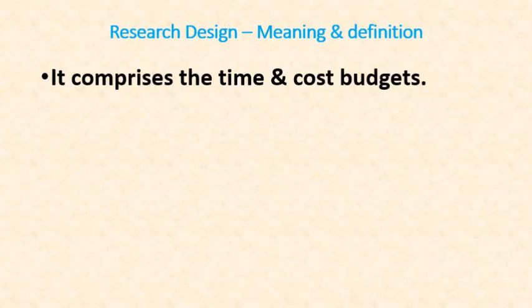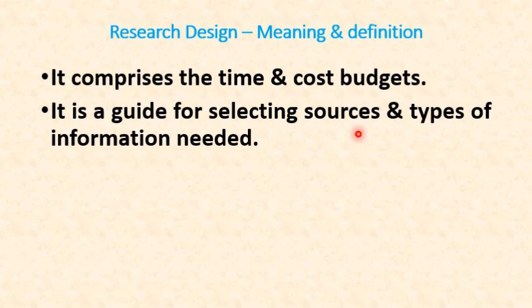It comprises the time and cost budget. As part of the research design, the researcher has to prepare time and cost budgets. It is a guide for selecting sources and types of information needed. The researcher has to determine what type of information is required to be collected as part of the research and what are the sources of collecting this information.